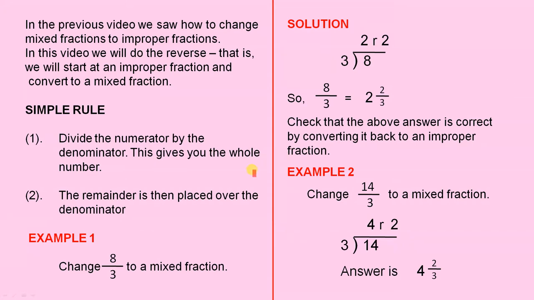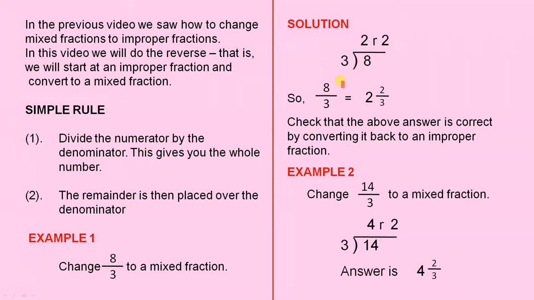So let's look at example 1. Change 8 over 3 to a mixed fraction. So the solution, you divide 3 into 8. That is, you divide the numerator, which was the 8, by the denominator, which is 3. So 3 divided into 8. Now 3 into 8 goes twice, so 3 2s are 6. And there's a remainder of 2.